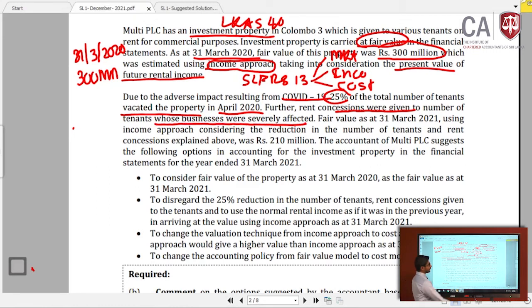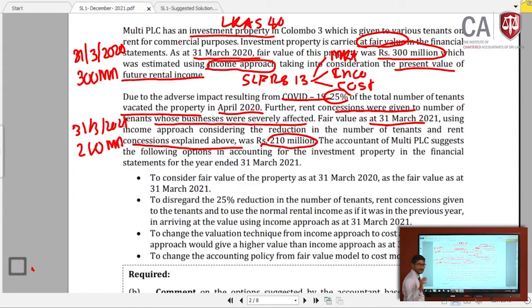Fair value as at 31st March 2021 using the income approach, considering the number of tenants and rent concessions explained above, was 210. So on 31st March 2021, after one year with COVID-19, they are now assessing the fair value and it is 210 million, considering both the 25% reduction in the number of tenants as well as the rent concession. So we have a fair value loss of 90 million.